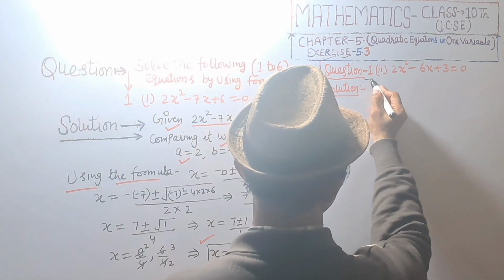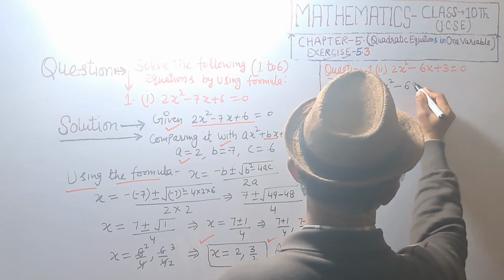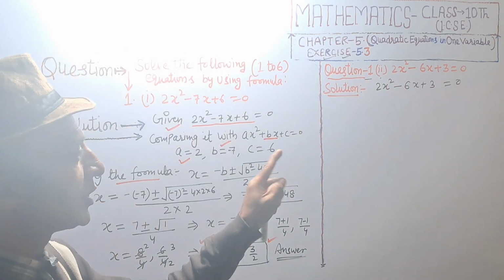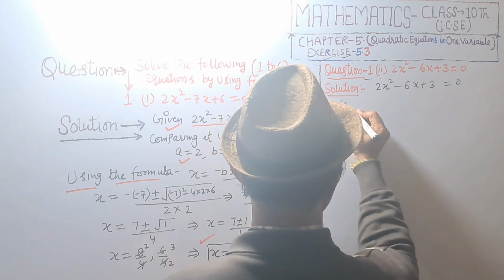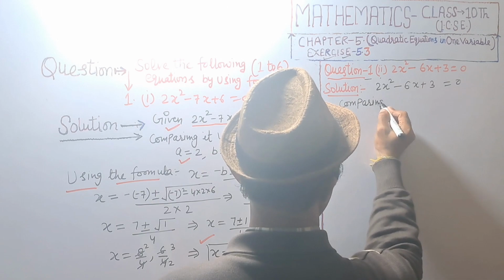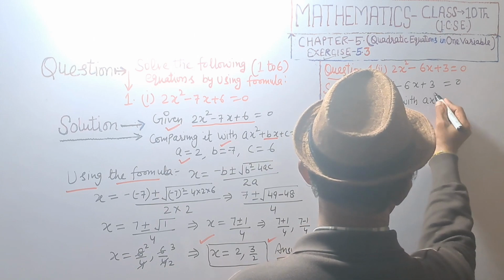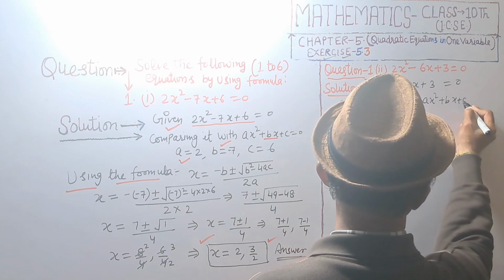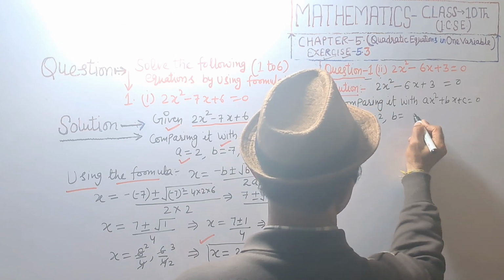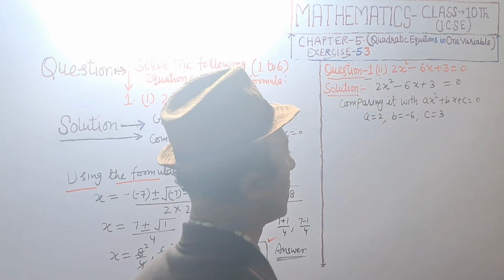And question number 1, second part, that is 2x raised to power 2 minus 6x plus 3 is equal to 0. First of all, we are comparing this equation with ax square plus bx plus c is equal to 0. We get a is equal to 2, b is equal to minus 6, and c is equal to positive 3.